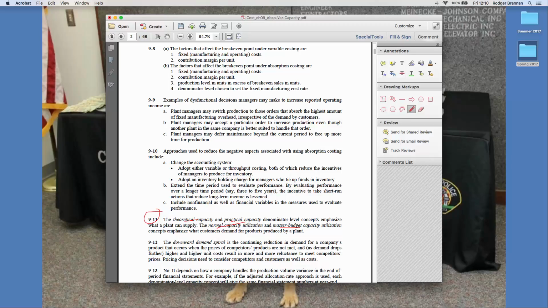The bigger issue with respect to capacity is not the choice of that, in other words how I'm going to allocate overhead, but rather what kind of decision I make in terms of buying the equipment. What kind of capital decision do I make? How much financing do I need? What am I going to build?